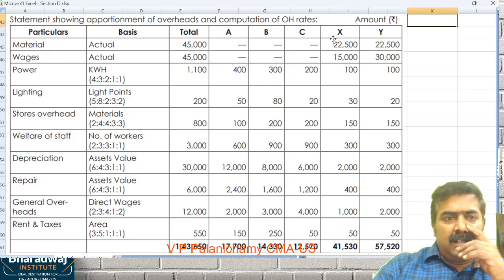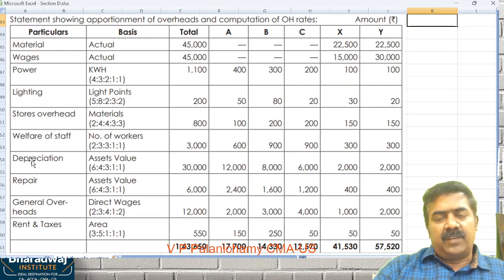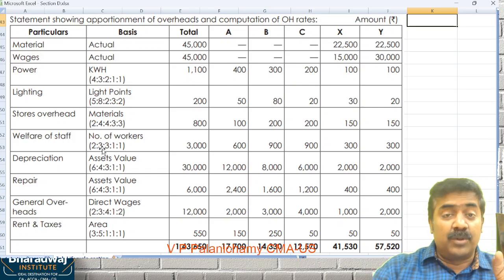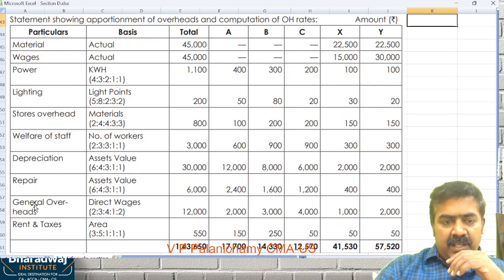Material and wages are taken only for the service departments. Power, lighting, stores, welfare of staff based on number of workers. Staff welfare, like canteen expense, is based on number of workers. Sorry, I hope I told wages earlier. No, it's number of workers. Depreciation based on asset value, repairs based on asset value.